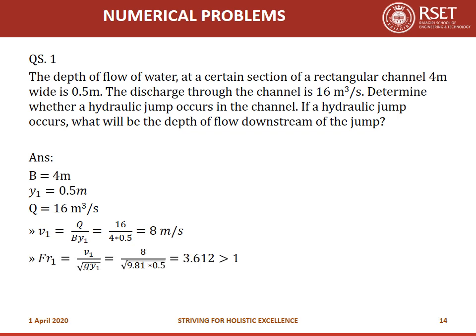The Froude number of the upstream flow is V1 by root g y1. I'm going to get 3.612, which is a number greater than 1. So we all know that for supercritical flow, the Froude number should be greater than 1. So by getting Fr1 equal to 3.612, we have proved that since Fr1 is greater than 1, the flow is supercritical in the upstream.